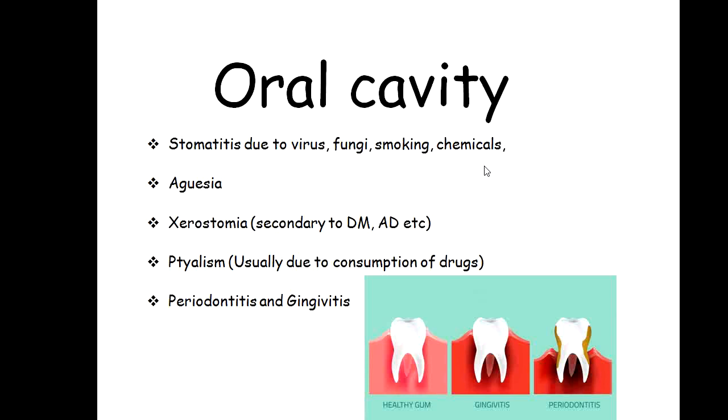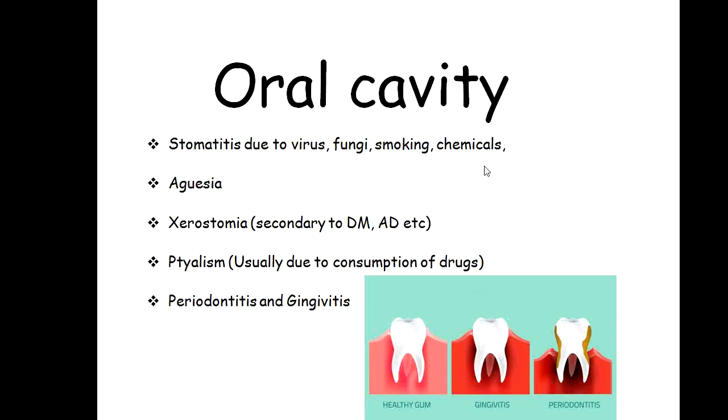The fifth one is periodontitis and gingivitis. Gingivitis is simple inflammation of gums. Inflammation of gums is called gingivitis. And periodontitis is actually the exacerbation of gingivitis. When the gingivitis exacerbates, when the gingivitis leads to periodontitis.